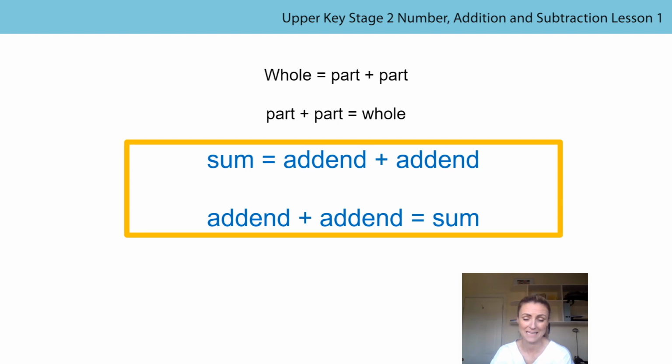So just to be really clear, that language of whole and part we're not going to use in this lesson or throughout our sequence of lessons. We are going to use this vocabulary. A sum is equal to an addend, add an addend, and an addend, add an addend, is equal to the sum. I hope that's really clear.